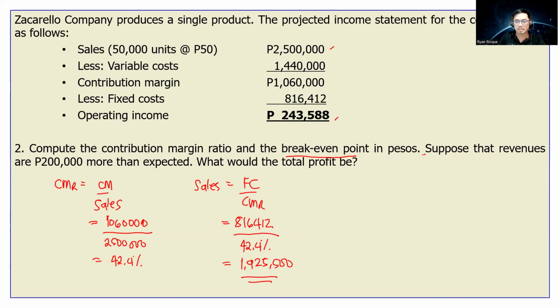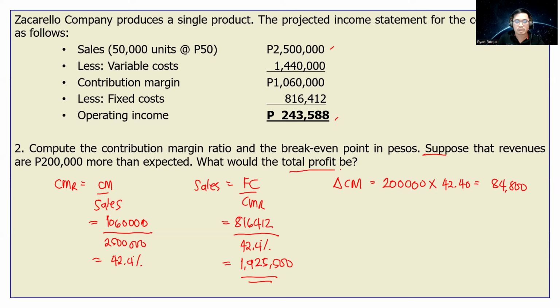But it says here, just a continuation, that suppose that revenues are 200,000 more than expected. So what would the total profit be? You can actually have two approaches here. You can get first the change in your contribution margin. Remember, that would be 200,000 additional sales. So just get the additional contribution margin by multiplying it with the contribution margin ratio. So the answer here is 84,800. That is the additional CM because you sell 200,000 more than expected.